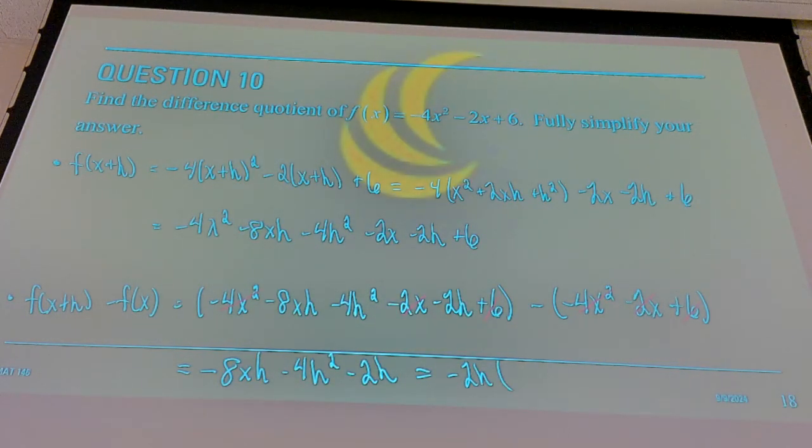What are you left with? 4x plus 2h plus 1. That would be fully simplified.